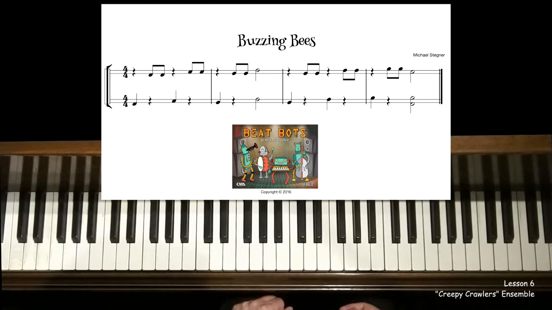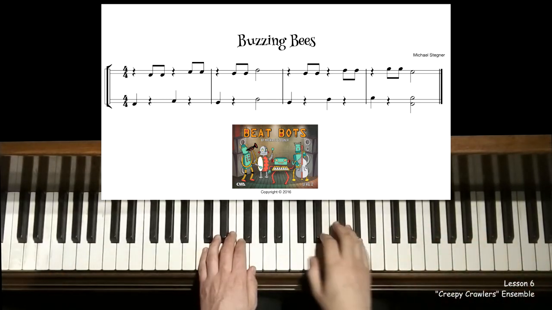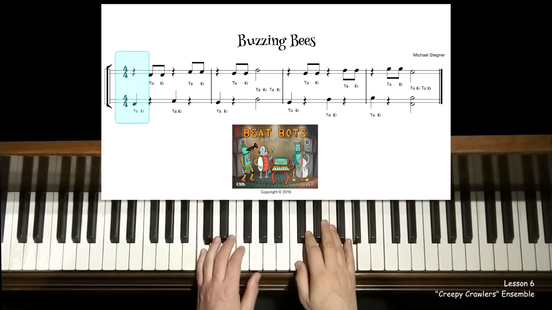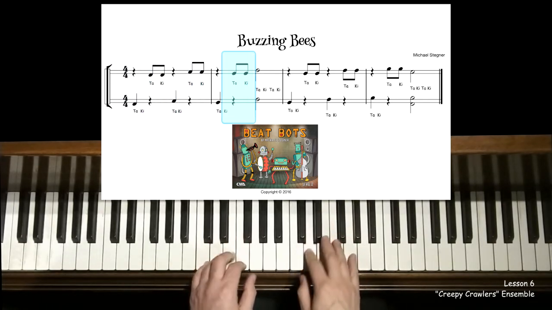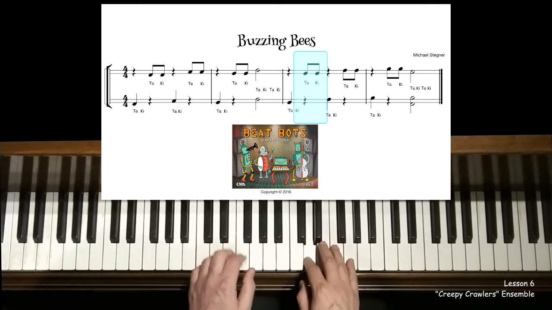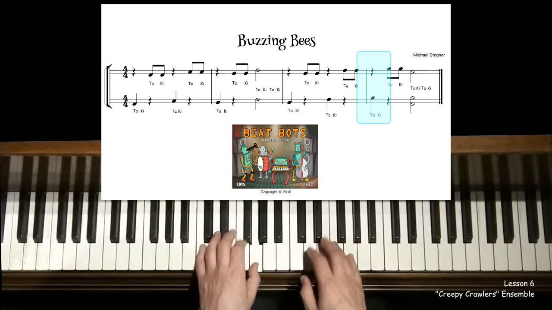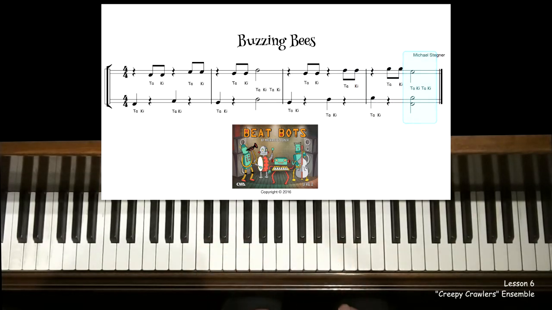So a way to keep that from happening is even when you have a ta, you're going to count it as ta-ki. So it'll sound like this. Let's look at Buzzing Bees. Ta-ki, ta-ki, ta-ki, ta-ki, ta-ki, ta-ki, ta-ki, ta-ki. Try that with me once.